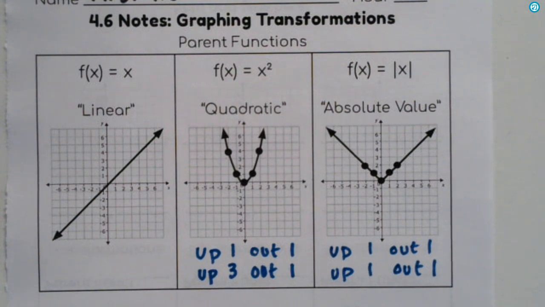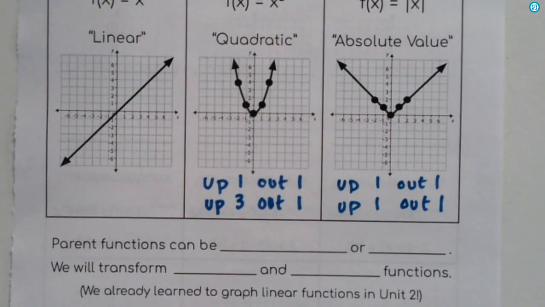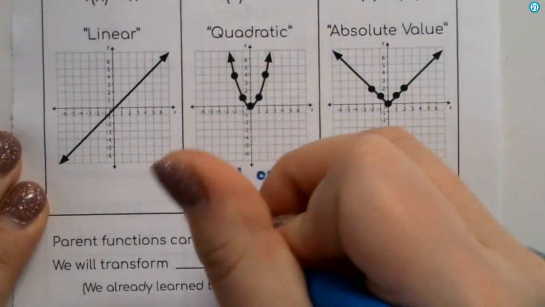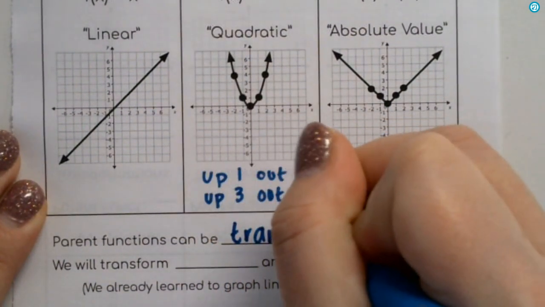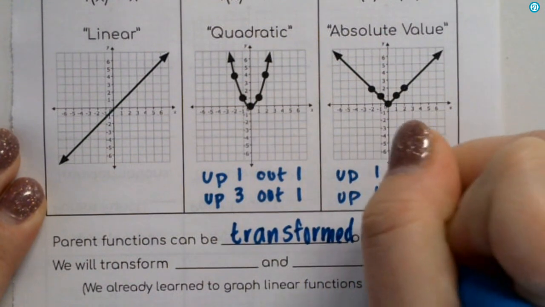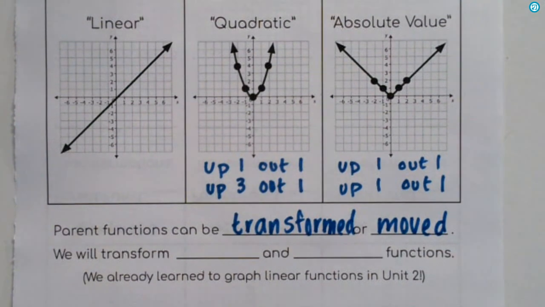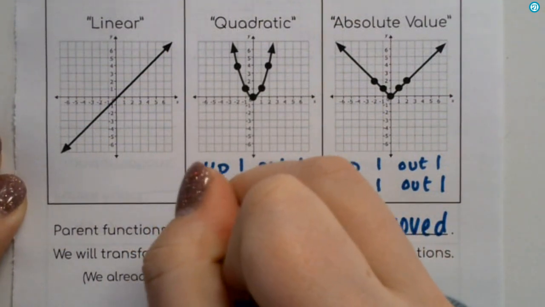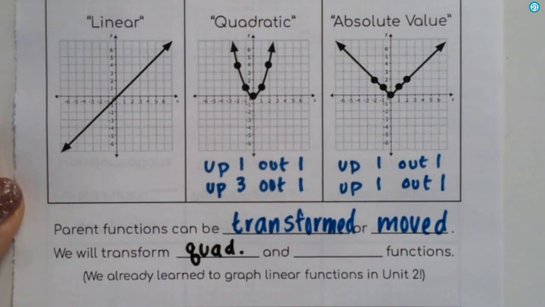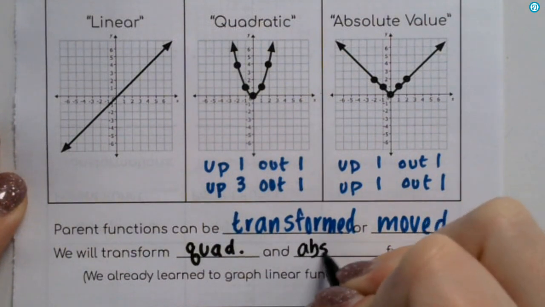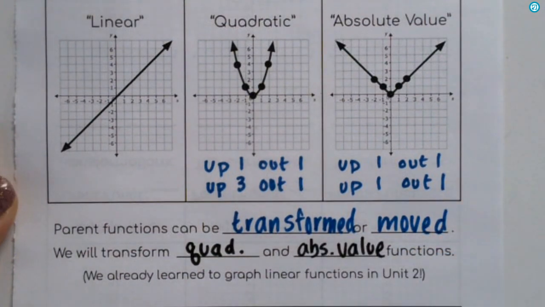Okay, so we've got these three parent functions. These parent functions can be transformed or moved. For today, we will be transforming quadratic, I'm going to abbreviate that just to quad, and absolute value, I'm going to abbreviate that too. I don't know why I made these blanks so small. Functions.